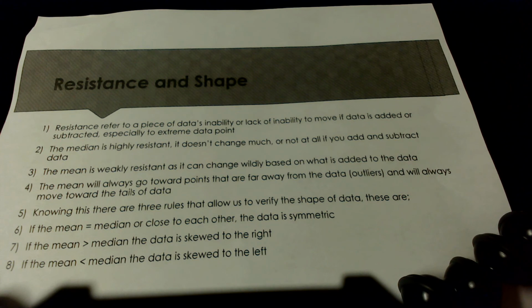It's very highly resistant. The mean is weakly resistant, as it can change wildly based on what is added to the data. This is why you hear people all the time talk about how you can't use the mean, especially when it comes to things like average income, because it'll fluctuate wildly if there exist several people on either end of the spectrum.